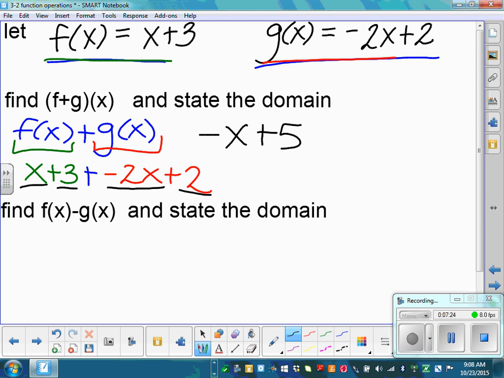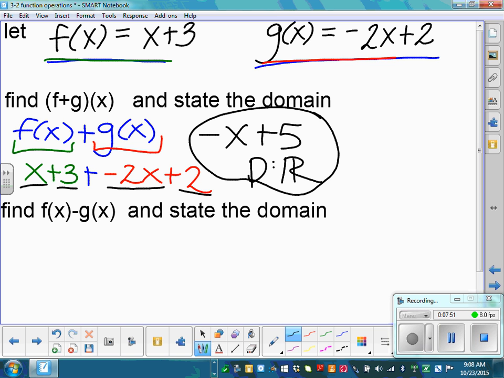Looking at this, do we see any potential problems? Is there a fraction? No, there's not a fraction, right? So we're not going to have a denominator of 0. Is there a root in my answer? No. So our domain doesn't need to be restricted. We can plug in any number we want. So our domain for this one is all real numbers, and this would be our final answer.